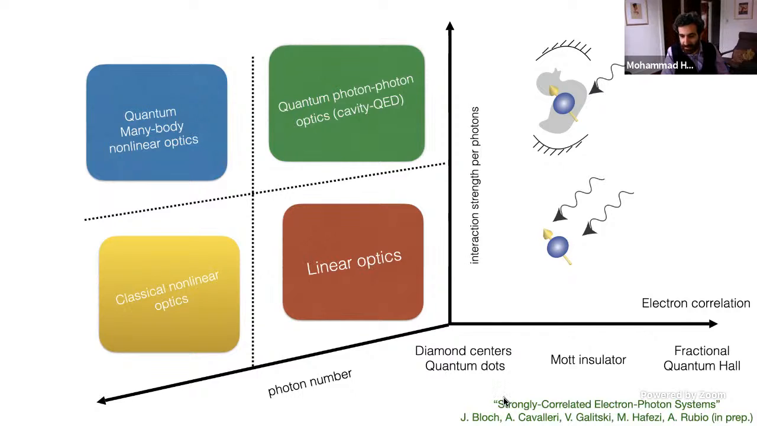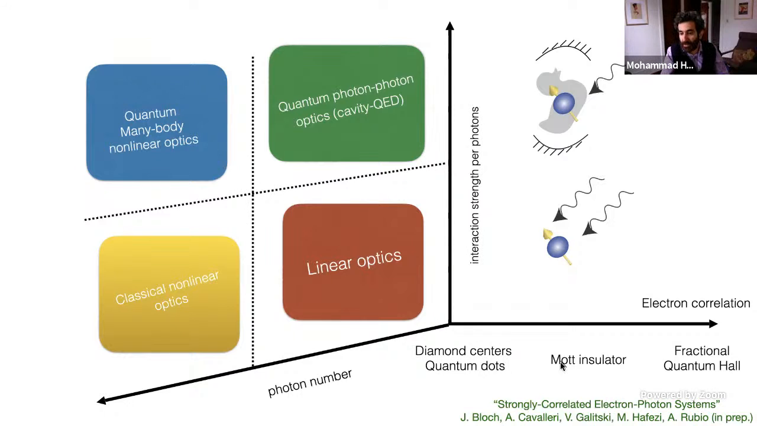And this is a perspective in preparation that we're working on, that this axis characterizes the strengths of correlation in our matter, in our electronic system. So this was the strength for photons, this is the strength of electronic interaction or correlations. So diamond centers, quantum dots, etc. are located here. There are just individual emitters located somewhere.